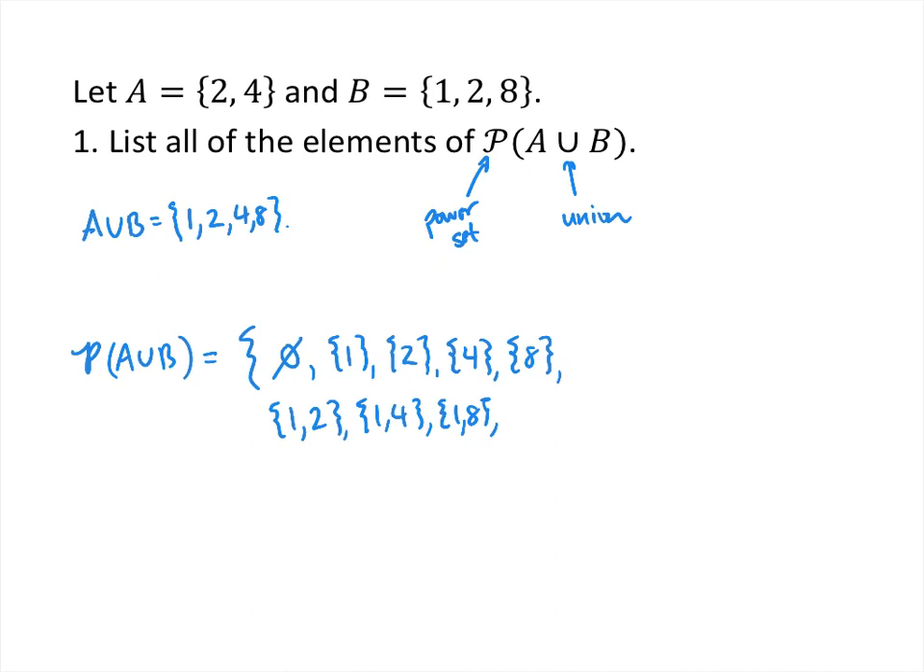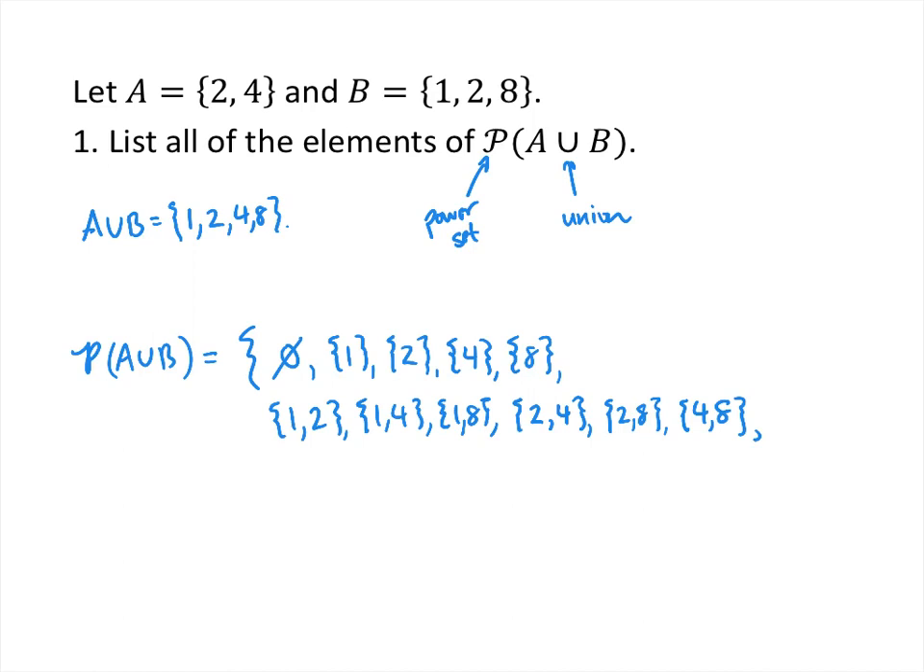2 can get paired with any of the elements, but we already paired it with 1, so we can pair it with all the other elements. 2 and 4, 2 and 8. 4 can get paired with any of the elements, but we've already paired it with 1 and 2, so we just have 4 together with 8. And we've got all of the pairs of 8 with any of the other elements. So we're done with subsets that have 2 elements.